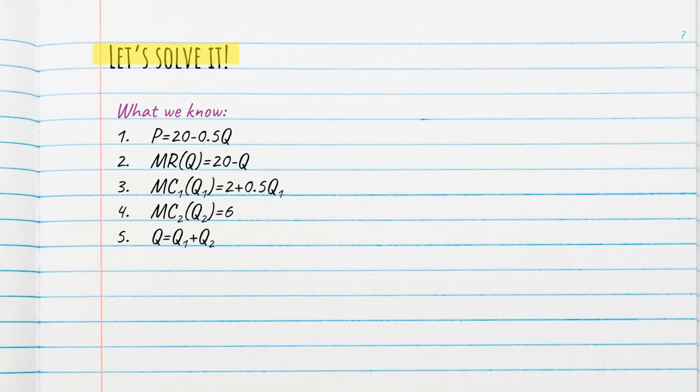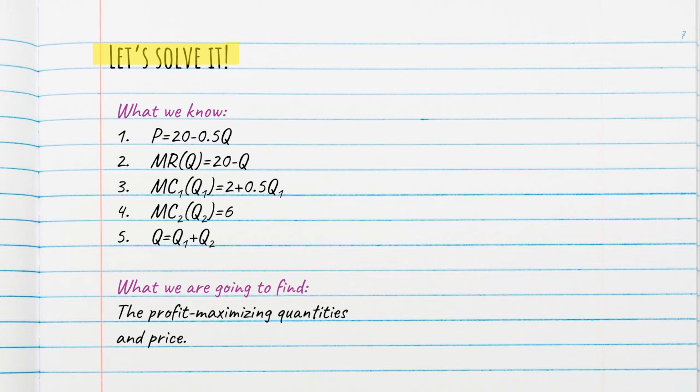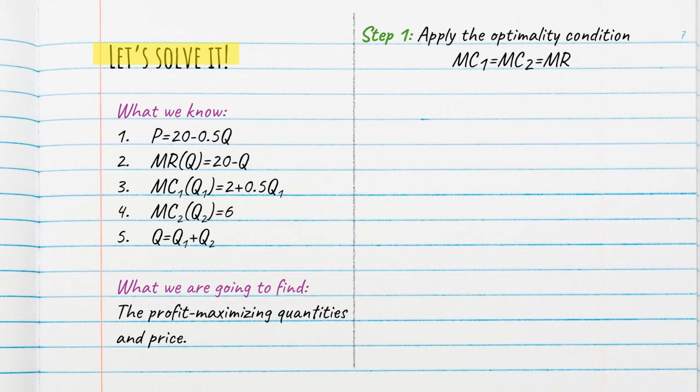So let's solve this question. Here's what we know. We have the inverse demand, associated marginal revenue, we have the marginal cost in plant 1 and in plant 2, and we also know that Q, the total output, is the sum of what's produced in plant 1 and what's produced in plant 2. Our goal is to find the profit maximizing quantities and price. Step 1 is applying that optimality condition, which is that the marginal cost in plant 1 has to equal the marginal cost in plant 2 and also has to equal marginal revenue. So filling in what we know, we get 2 plus 0.5 Q1 equals 6 and also equals 20 minus Q.